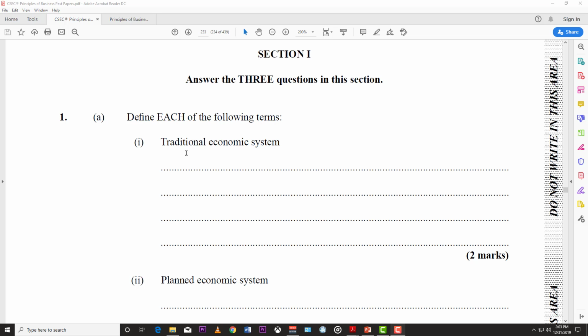So the traditional economic system, or another name for it is the subsistence economic system, is the economic system where you provide basically for yourself and your family. So you're subsisting, you're providing just enough goods for yourself and your family for their survival. And it normally centers around agriculture or fishing or those kind of things. So that's a traditional economic system.